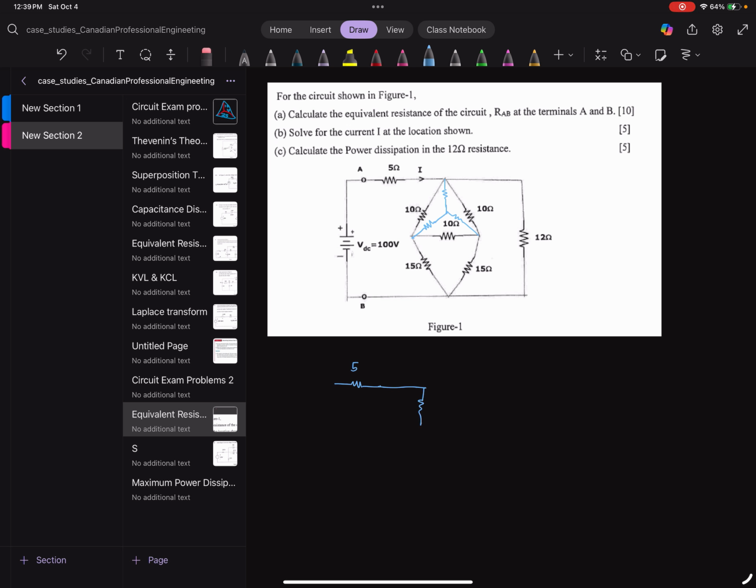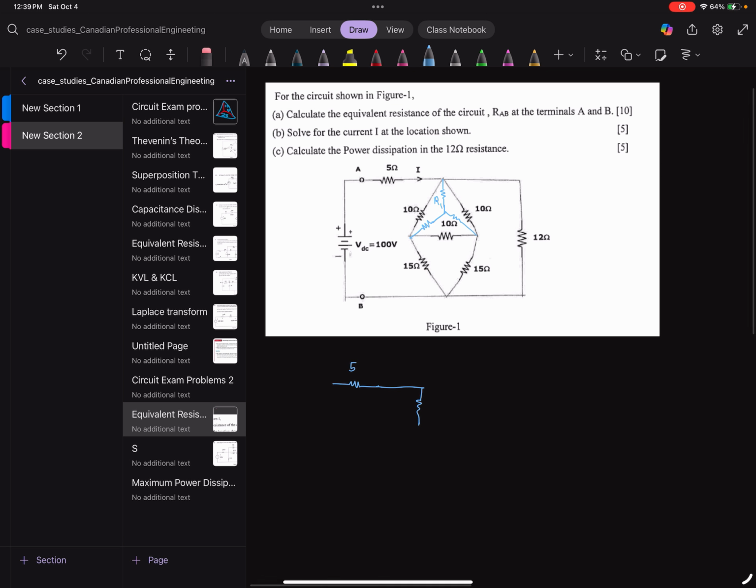Let's say we have a 5 ohm here. We have, let's call this one R1, an R1 here, and an R3. And then after R2, we have 15 ohm here. We have an R3, and then another 15 ohm here, and then this point, and then we have 12 ohm here. So all we need to do is to find R1, R2, R3.